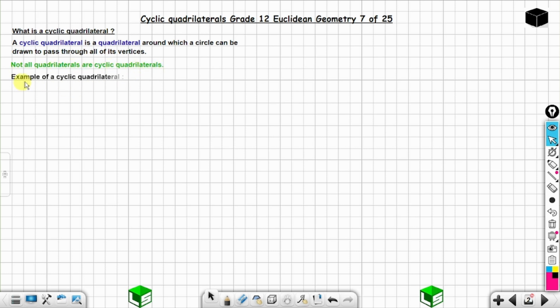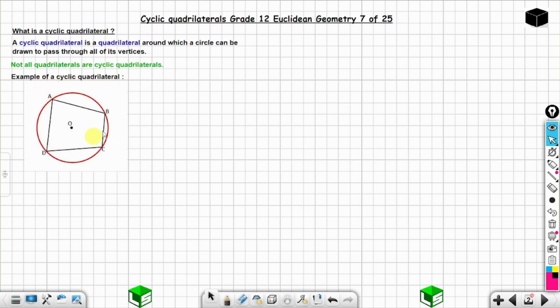Example of a cyclic quadrilateral. You have this quadrilateral. You can see a circle can be drawn to pass through all of its vertices, all the corners. The circle can pass through all the corners of this quadrilateral.